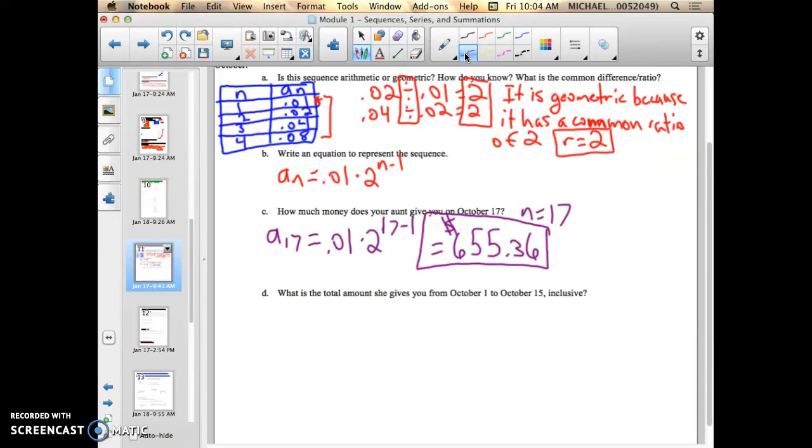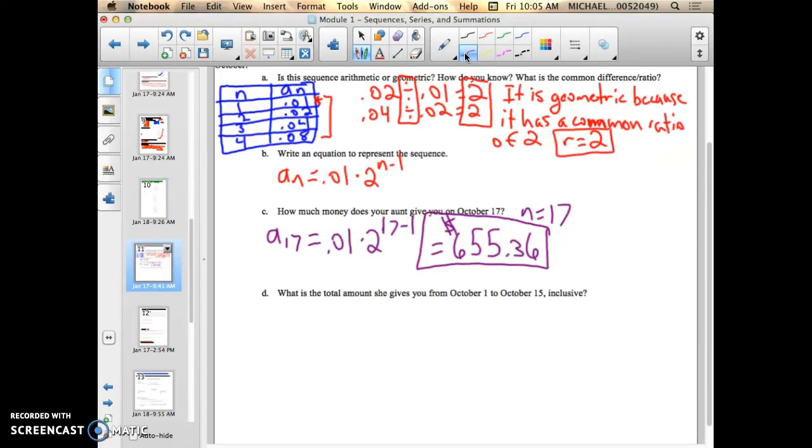Now part D, what is the total amount she gives you from October 1 to October 15 inclusive? We haven't technically learned this yet. It's a sum formula, so you could again do a lot of long-handed work and list out all the amounts of money you have on the first day, second day, third day, fourth day, fifth day, sixth day, just by doubling it each time and then adding all those up together. That's going to take a long time. So there is, lo and behold, a formula for that. Everything in math has a formula, and we haven't learned that formula yet, so we're going to leave part D blank and then come back to it after we learn the sum formulas for these types of problems.